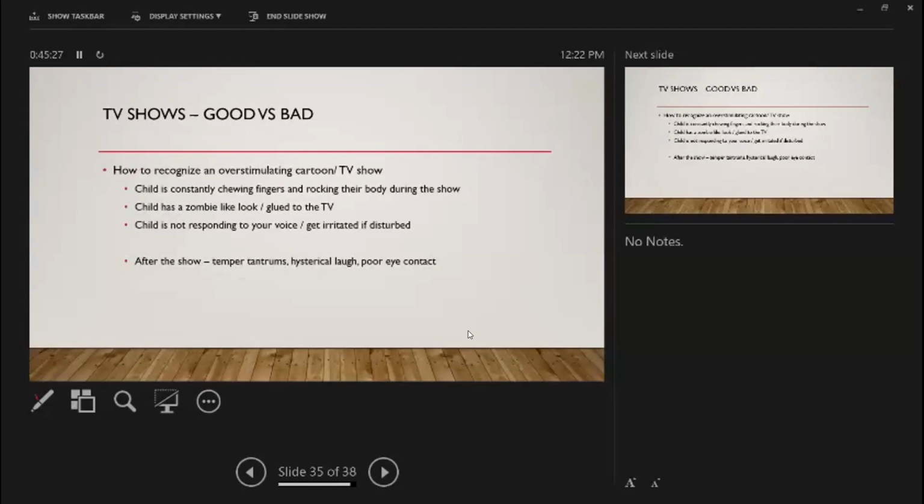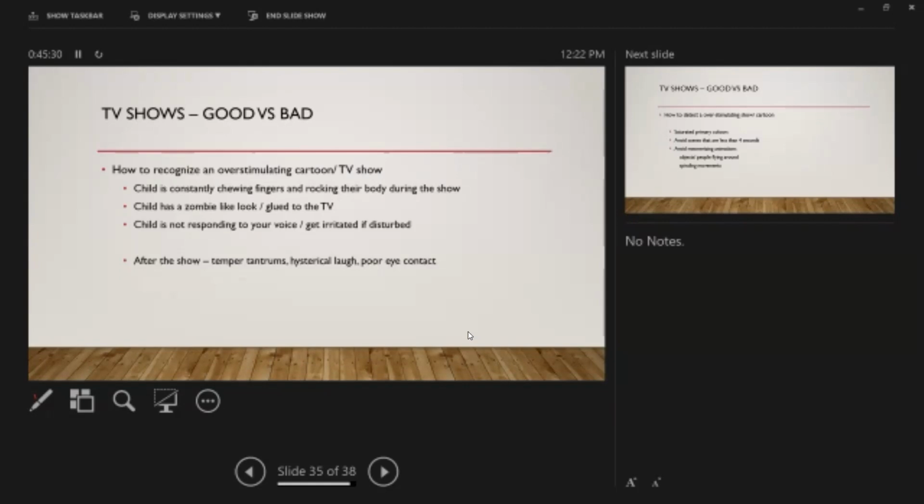So how to recognize an overstimulating cartoon? Some cartoons are very overstimulating and very bad for the child. So how do you decide this?